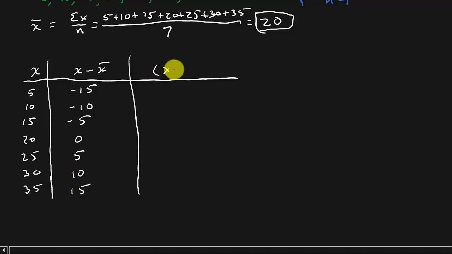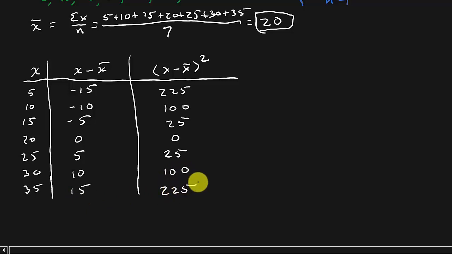And then you've got x minus x bar squared. So I need to go through and square each of these. So negative 15 squared is 225. 10 squared is 100. Negative 5 squared is 25. 0 squared is 0. 5 squared is 25. 10 squared is 100. And 15 squared is 225.